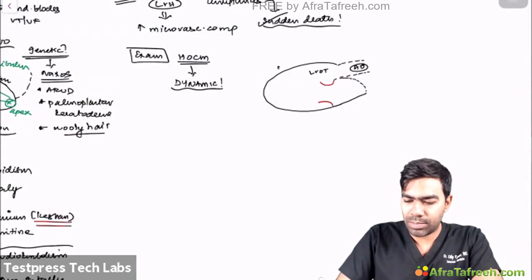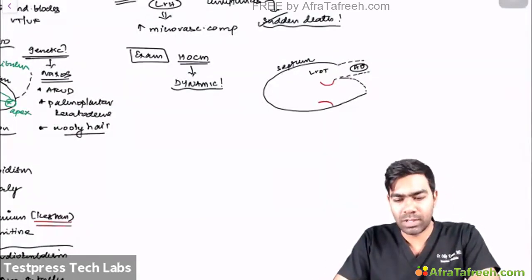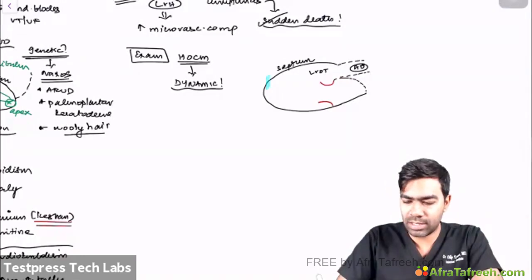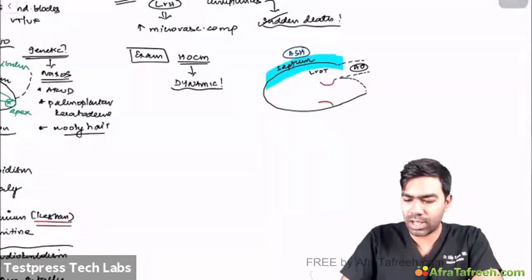And you know this is the septum, right? So what is the basic problem in the setting of HOCM is the fact that this septum will go for hypertrophy. This is what we refer to as ASH, that is asymmetric septal hypertrophy.